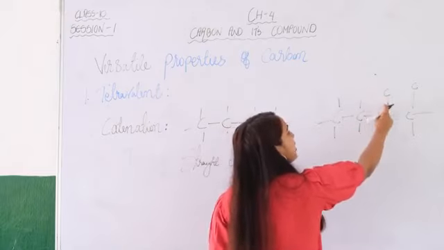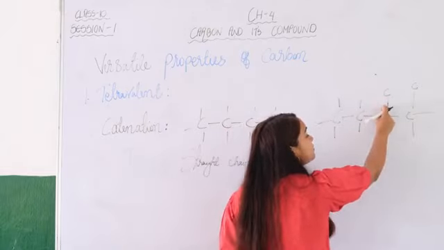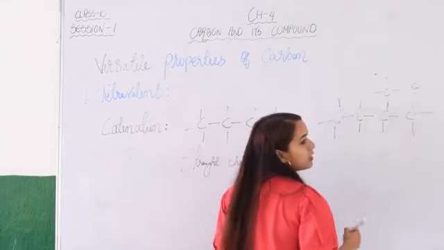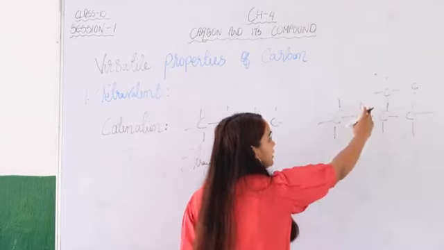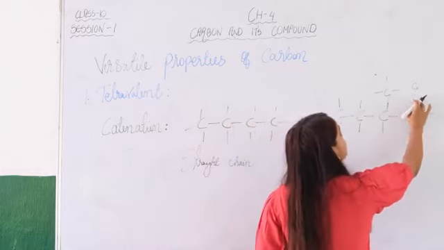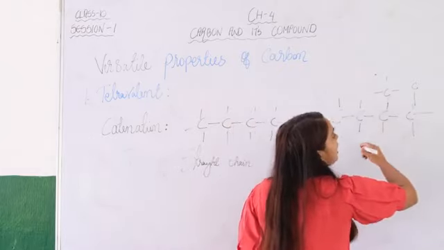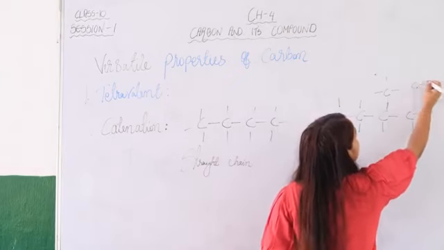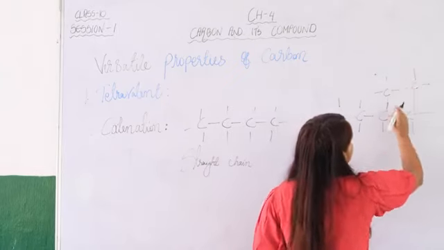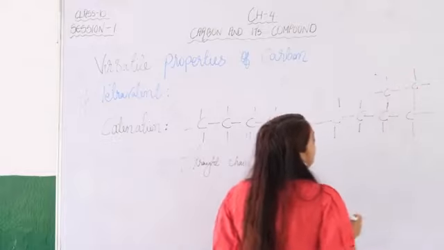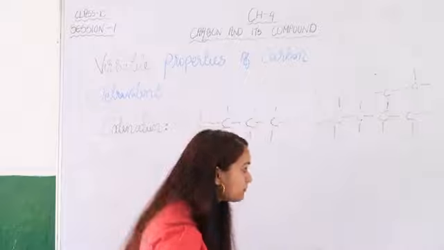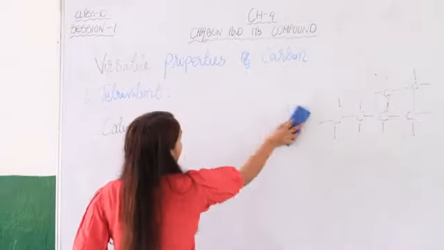Now count for this carbon. It has only 1 bond. So it needs how many? 1, 2, 3 bonds, so that it becomes tetravalent. Now here also this carbon has just 1 bond. Now it needs how many bonds to attain tetravalency? 1, 2, 3. These are not joined. So this is how a branched chain is formed. Straight chain and branched chain.